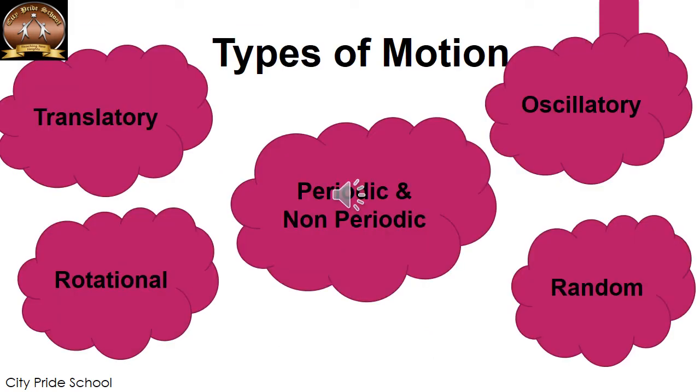Now the different types of motion include the translatory motion, the rotational motion, oscillatory motion, random motion, and periodic and non-periodic motion. Translatory motion also has two types within it, that is rectilinear and curvilinear motion. That also we will be studying.